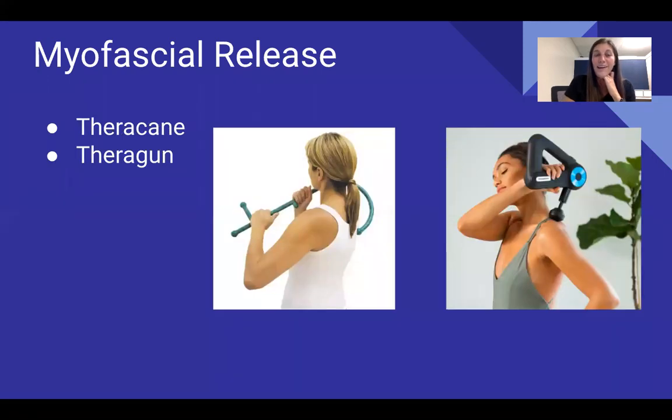Okay. We wanted to touch on these two things because they're pretty popular these days. Who has a Theragun or a Theracane? A Theracane is just a rod with little knobs and balls on there that you can hook around you, or, I don't know, there's all kinds of ways. I think it comes with a pamphlet with how to use it. But it's pretty good for trigger point release.